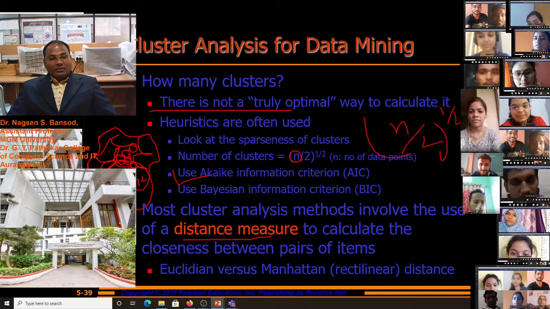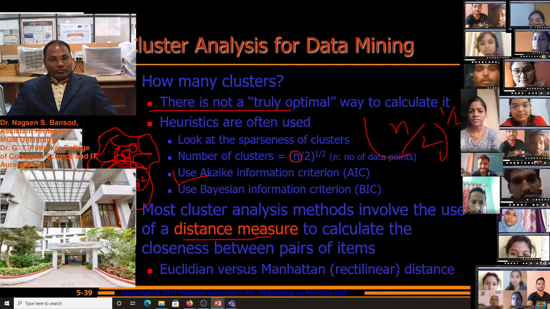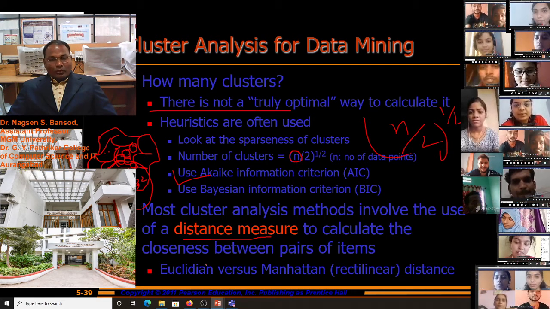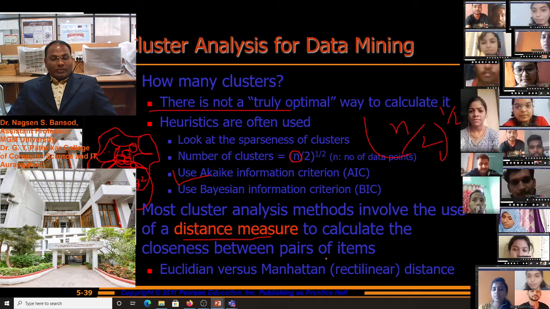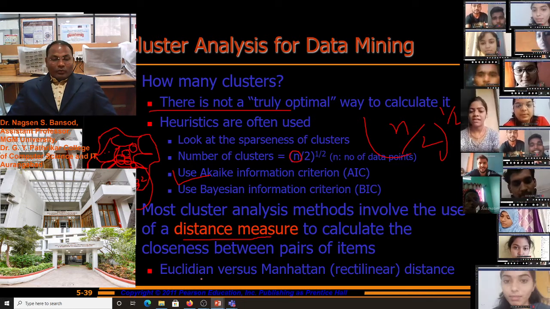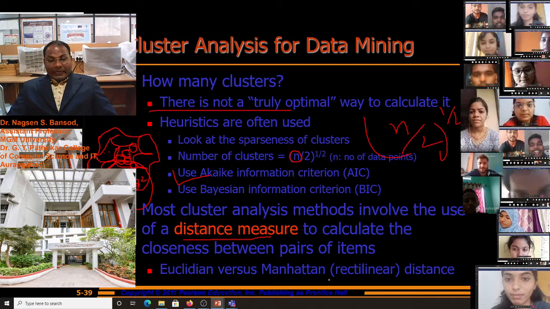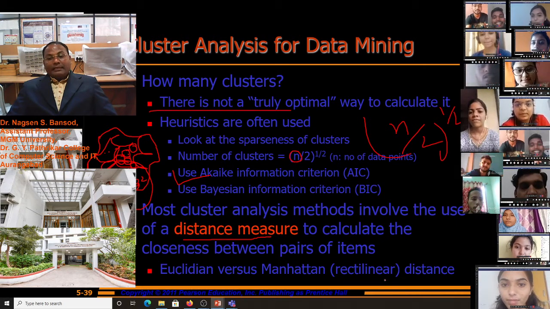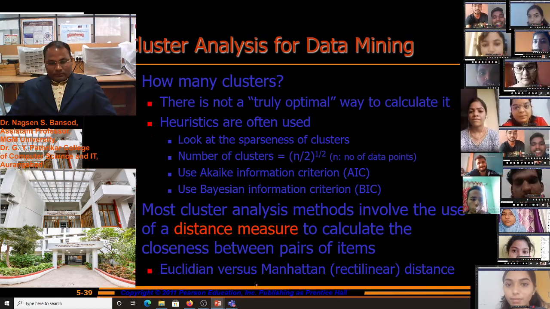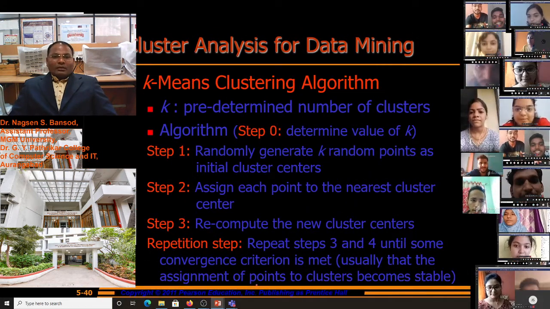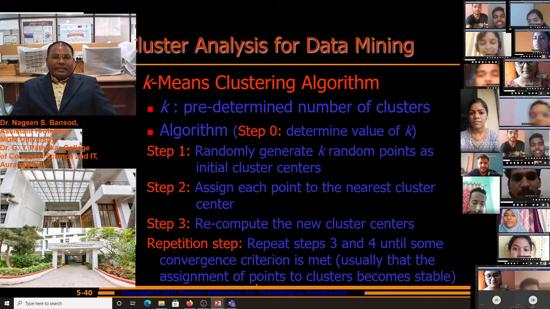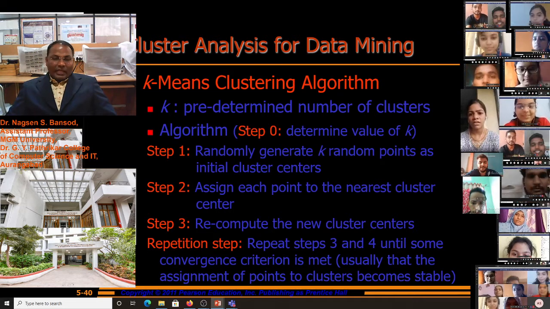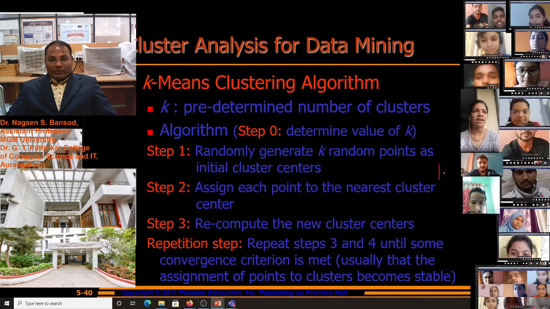We will make the distance from the center point as well as create the clusters to calculate the closeness between the pair of atoms. We can use Euclidean versus Manhattan distance for rectilinear distances. Cluster analysis for data mining, k-means cluster algorithm we can use. As we have seen k-fold, here we can use k-means cluster.